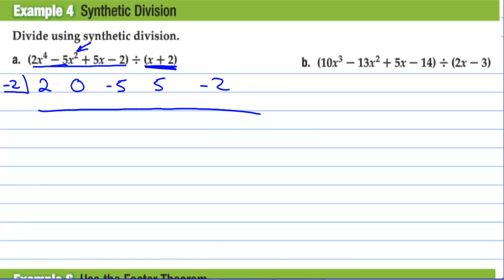For synthetic division, we bring the first number straight down. Then we multiply. -2 times 2 is -4. And then we always add down. So 0 plus -4 is -4. So it's always multiply, then add.